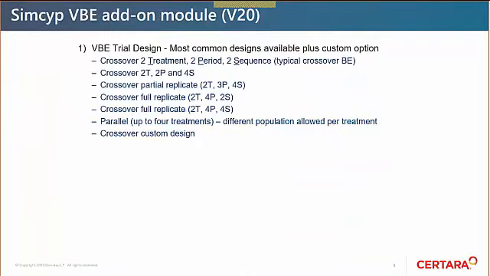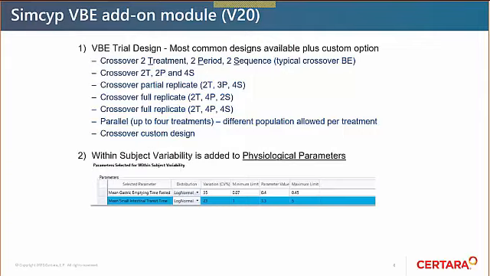And in version 20 of the simulator, we will develop a virtual bioequivalence add-on module that allows you to cover various different scenarios. And many of the commonly used studies have been incorporated. So crossover, like 2 treatment, 2 period, and 2 sequences, which is the typical bioequivalence study, is incorporated. And there are others, like 2 treatment, 2 period, and 4 sequences, or crossover partial replicate, full replicate, different sequences, parallel as well as customized ones.